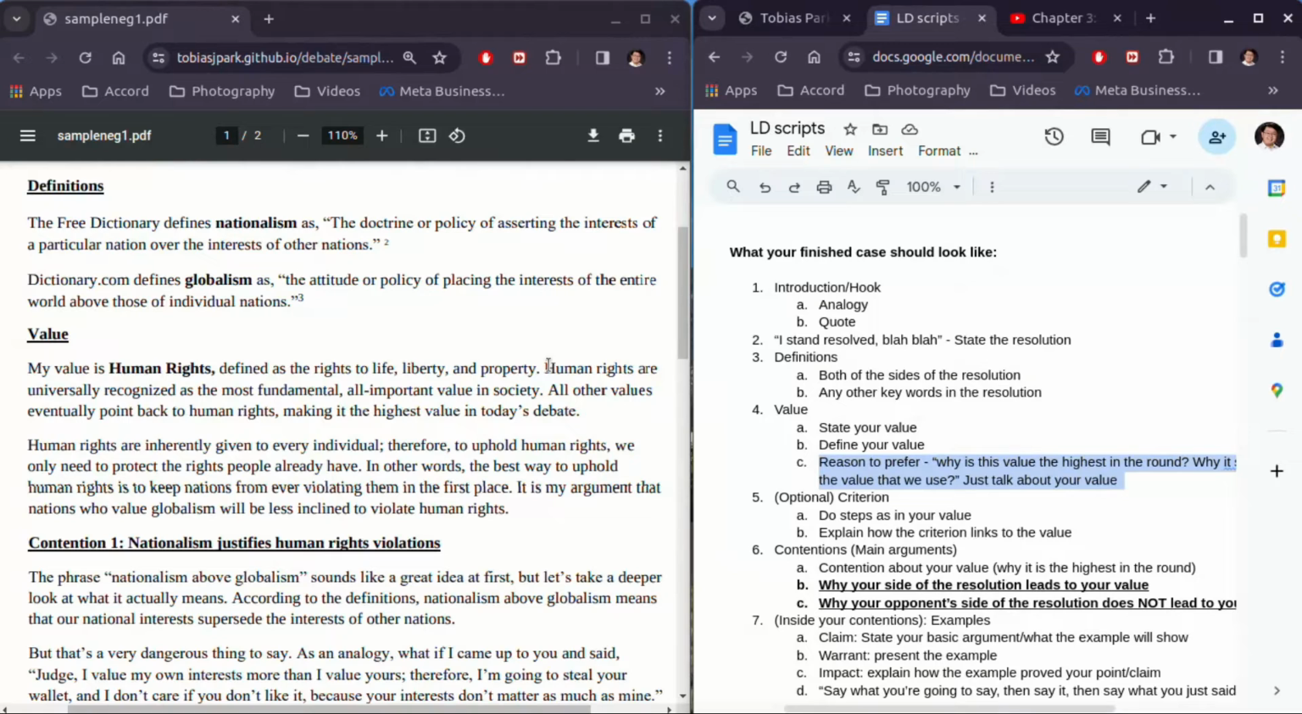So I say human rights are universally recognized. All other values eventually point back to human rights. So human rights is the highest value in this debate. It's the highest in the round, which again is a very important argument that you need to hit.